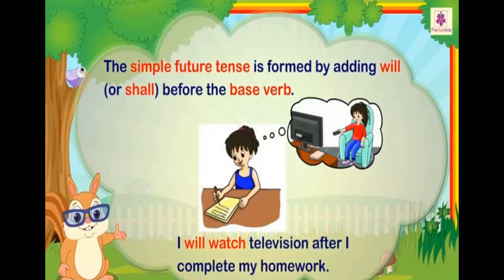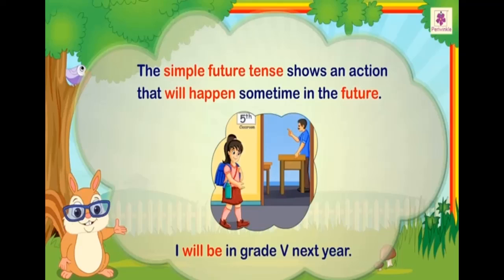We use the simple future tense to talk about an action or event that has not yet happened but is likely to happen sometime from now. The simple future tense is formed by adding will or shall before the base verb. For example, I will watch television after I complete my homework. So we use will or shall with the base form of the verb in the simple future tense. Dear students, the simple future tense shows an action that will happen sometime in the future. I will be in grade 5 next year.